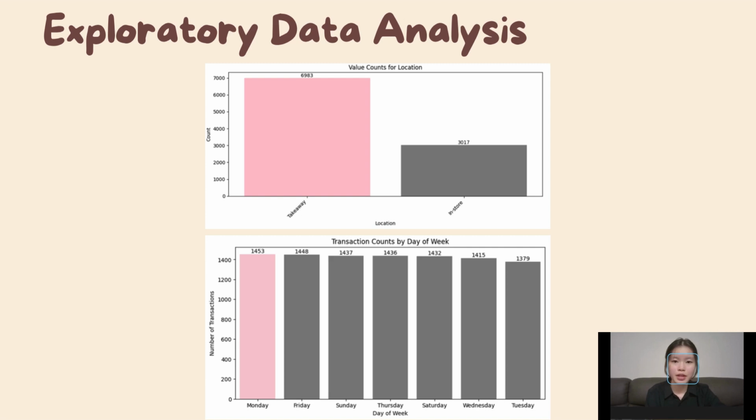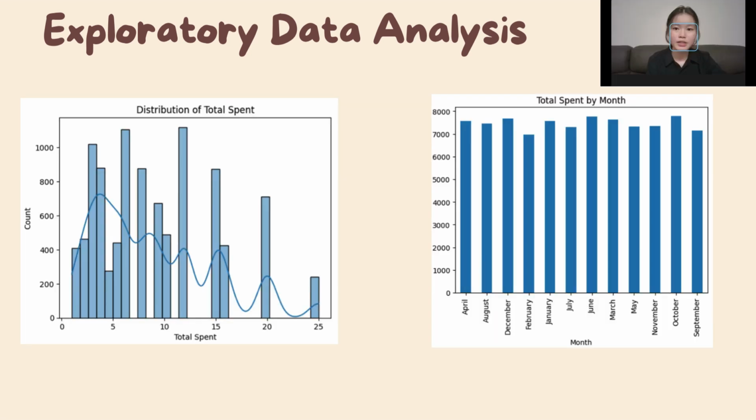preference for convenience. In-store sales, which take 30%, can be boosted through better ambience and exclusive dining offers. The second figure shows Monday has slightly higher sales, but overall transactions are evenly spread across the week, supporting consistent staffing and targeted weekday promotions. Next, the left figure shows most purchases are under $15 with a few high spenders.